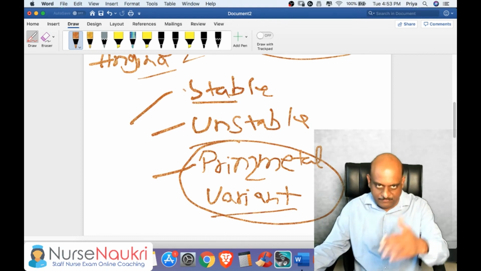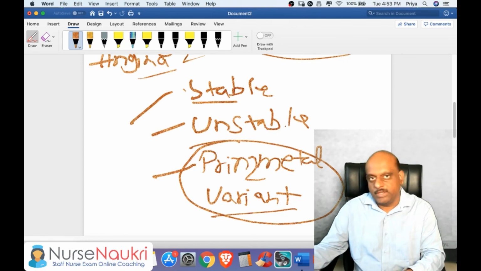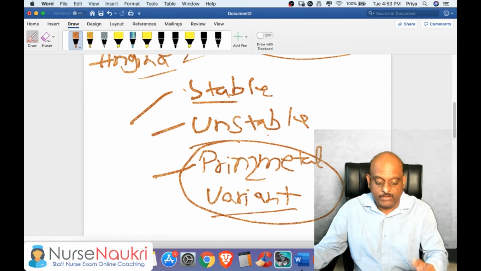Very simple. What are the differences between the 3? You should know. First, you should know the definitions. What are the differences between the 3 of them? Why do they happen? We'll discuss about it.